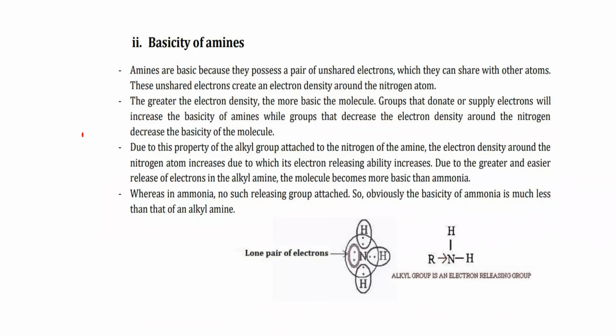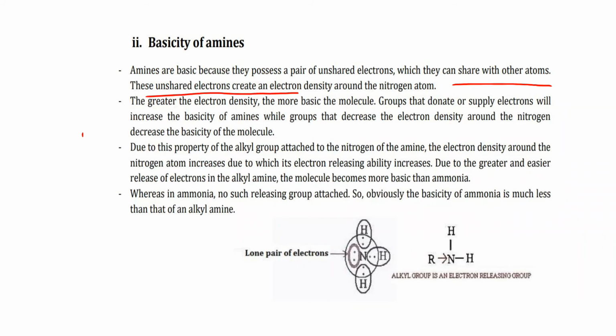Amines are basic because they possess a pair of unshared electrons. Very important point: the unshared pair of electrons in amines can be shared with other atoms.